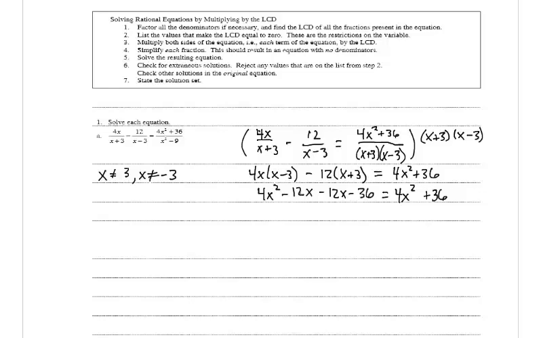And now I want to combine my like terms, so I have 4x squared minus 24x minus 36 is equal to 4x squared plus 36. And now I'm going to subtract 4x squared from both sides, which will eliminate the 4x squareds, and I want to add 36 to both sides. So I'm left with negative 24x is equal to 72, and then x is equal to negative 3. And now we need to check and see if negative 3 was on our list of restrictions, and we can see that it is. So negative 3 could not be a value that solves the equation, so we're going to say we have no solution.